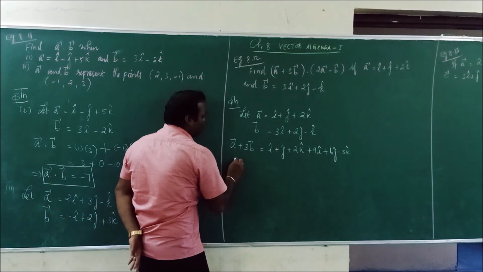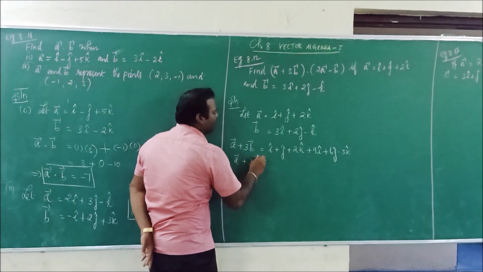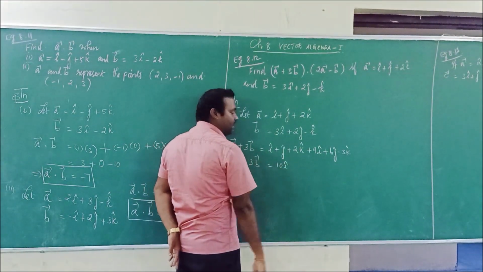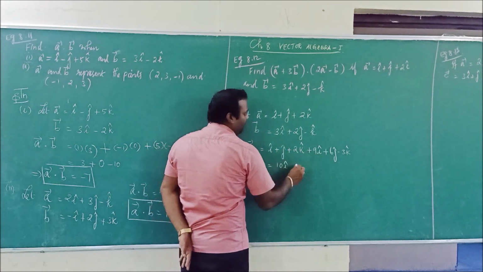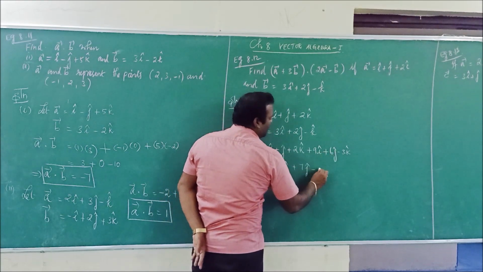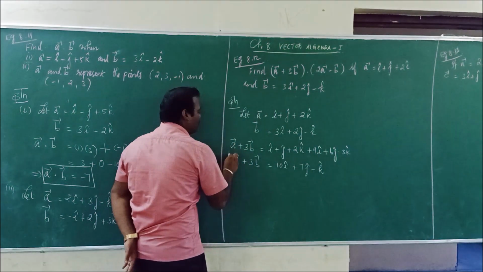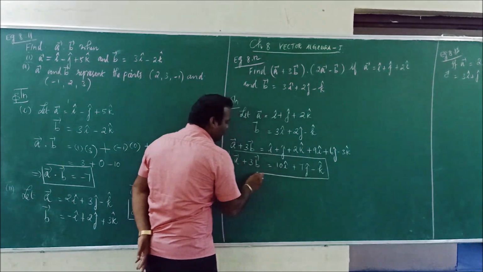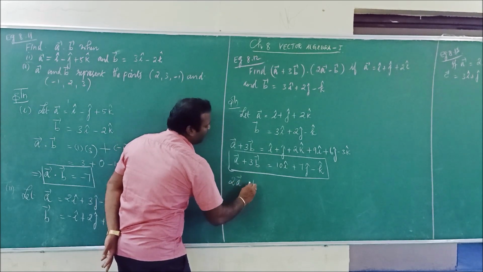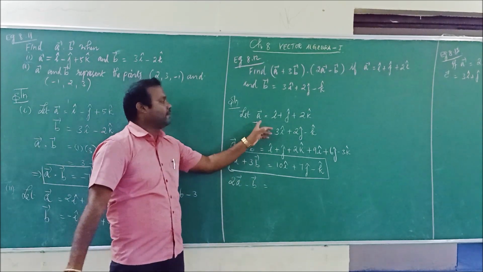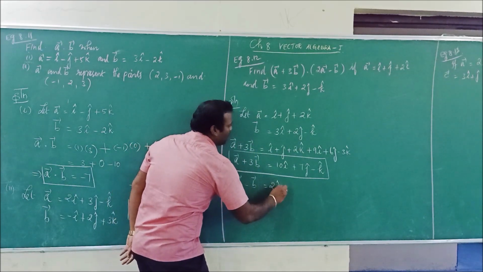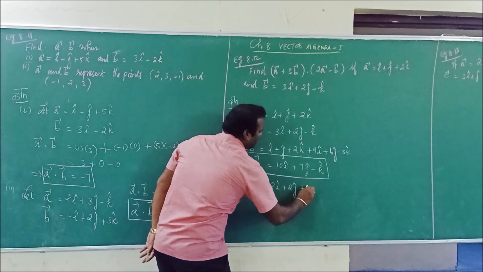Now you have to add. So A vector plus 3B vector is equal to I cap plus 9I cap, which is 10I cap, j cap plus 6j cap, which is 7j cap, and 2k cap minus 3k cap, which is minus k cap. So that is A vector plus 3B vector. Similarly, we are going to find 2A vector minus B vector. 2A vector means you multiply A vector by 2, and you will get 2I cap plus 2j cap plus 4k cap.